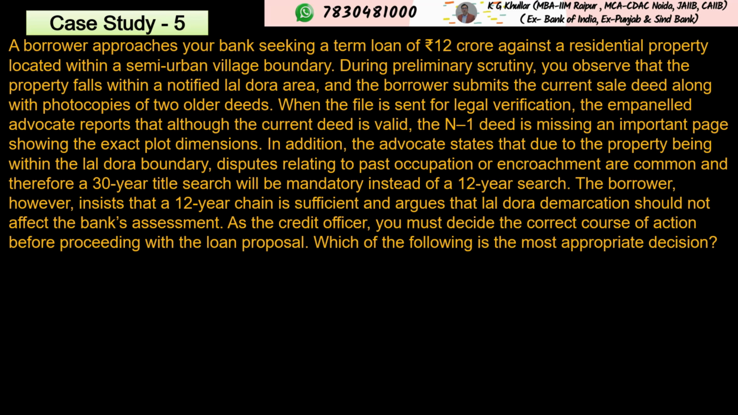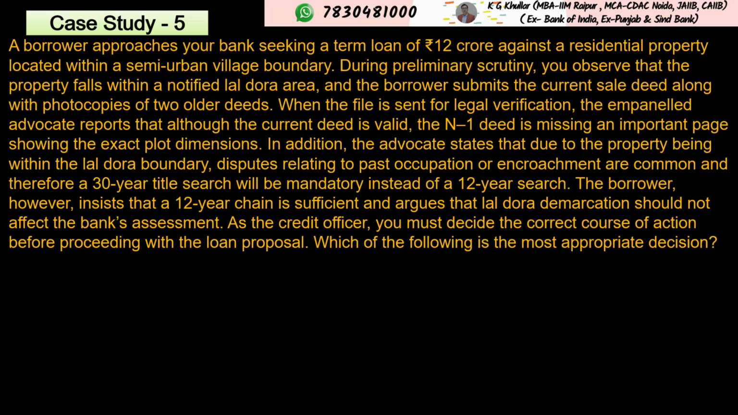In addition, the advocate states that due to the property being within the Lal Dora boundary, disputes relating to past occupation or encroachment are common, and therefore a 30-year title search will be mandatory instead of a 12-year search. The borrower, however, insists that a 12-year chain is sufficient and argues that Lal Dora demarcation should not affect the bank's assessment. As the credit officer, you must decide the correct course of action before proceeding with the loan proposal. Which of the following is the most appropriate decision?